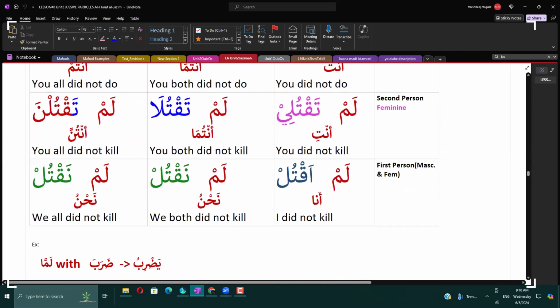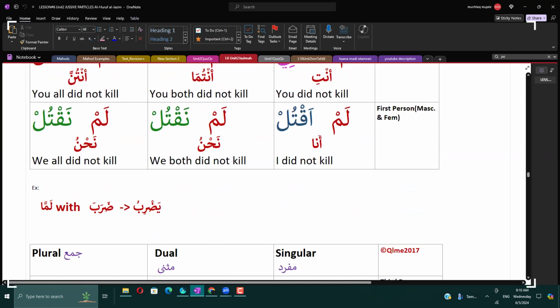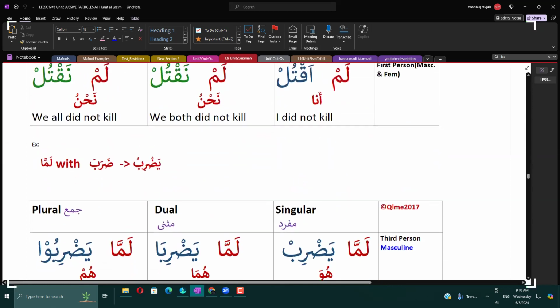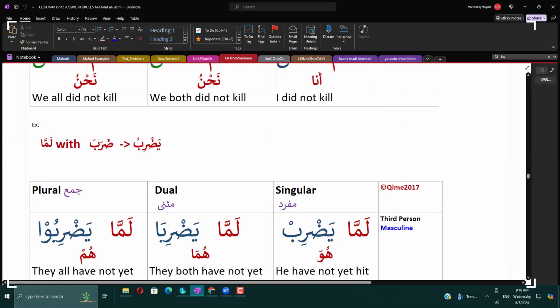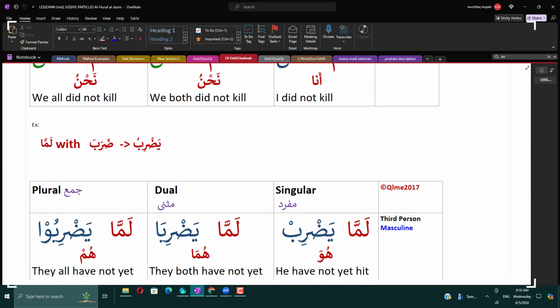Okay? And next, who wants to make the chart with lamma with yadribu? So what does it become? It becomes lamma yadrib. Who wants to try this chart? Anyone who wants to make the majzoom chart using the Jussive particles? Lamma yadrib. Anyone?